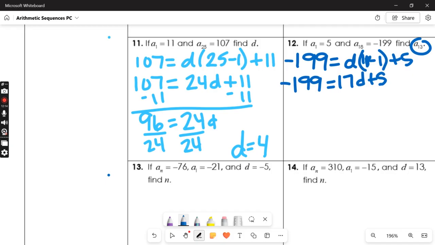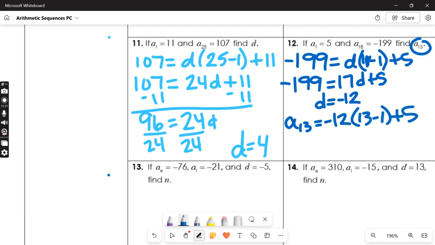Go ahead and solve that for D. So first you would subtract the 5 and then divide by 17. And when we do that, we get D is equal to negative 12. Okay, so if I'm looking for A13, I can plug it in. This would be negative 12 times 13 minus 1 plus 5. And when I put that in my calculator, I get negative 139.